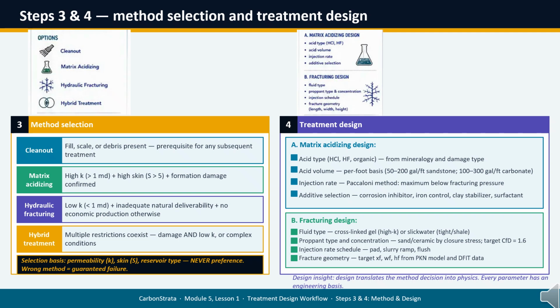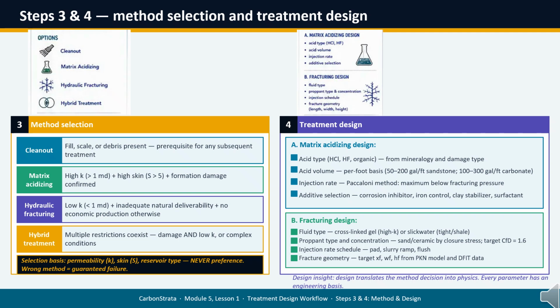Not more than that. Now understand how selection works. It is not choice. It is match. Permeability, skin, reservoir type. These 3 already define the method. If they do not agree, you are making the wrong decision. Now move to the next part.